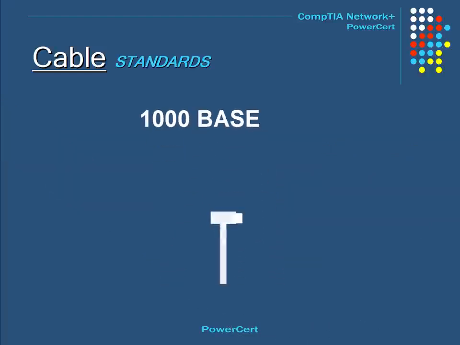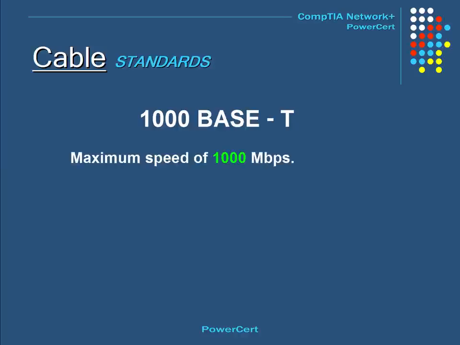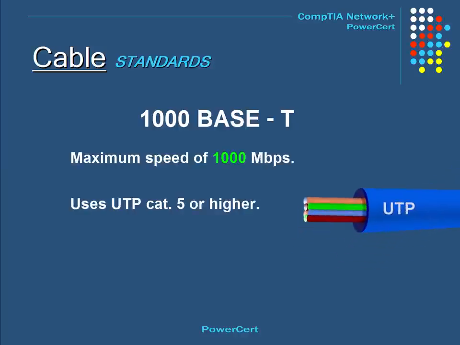And moving on to the gigabit standards, there is 1000-base-T, and this has a speed of 1000 megabits per second. It uses Category 5 UTP cabling or higher, and has a maximum length of 100 meters.